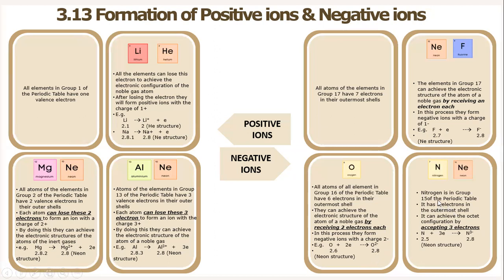And finally, nitrogen is in group 15 of the periodic table. It has 5 electrons in the outermost shell, and it can achieve the octet configuration by accepting 3 electrons. For example, the electronic configuration for nitrogen is 2.5, but after accepting 3 electrons, it becomes nitrogen with a charge of 3 negative, and the electronic configuration is 2.8. So it also carries neon structure.